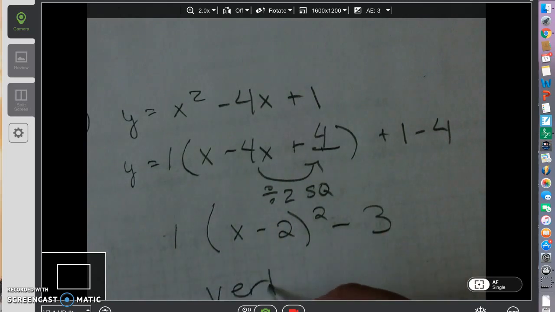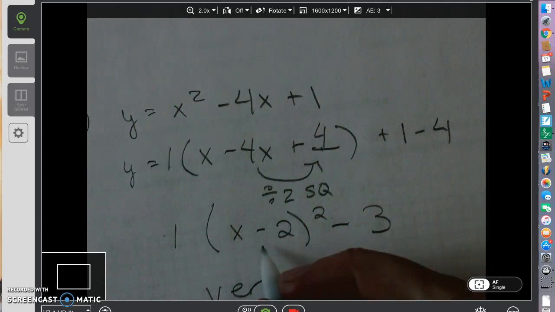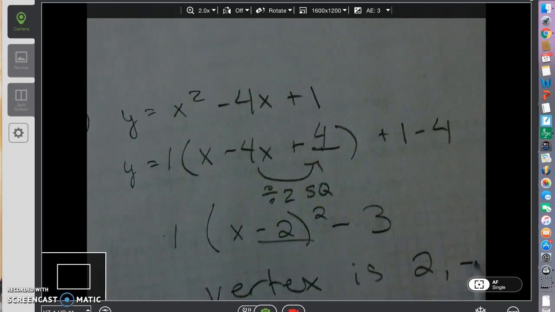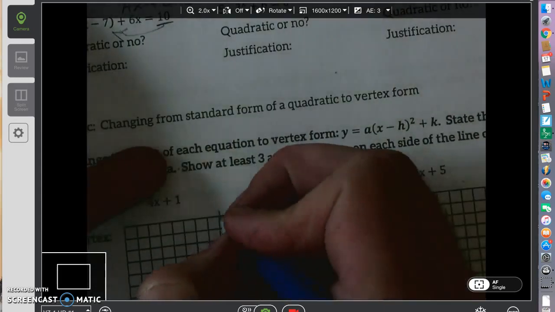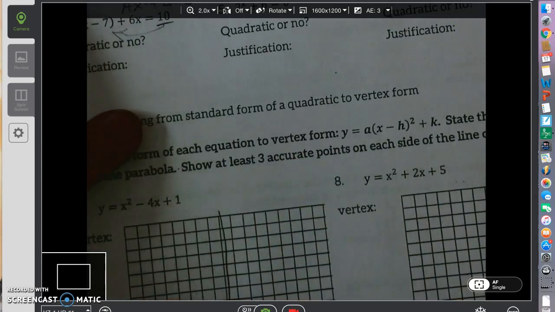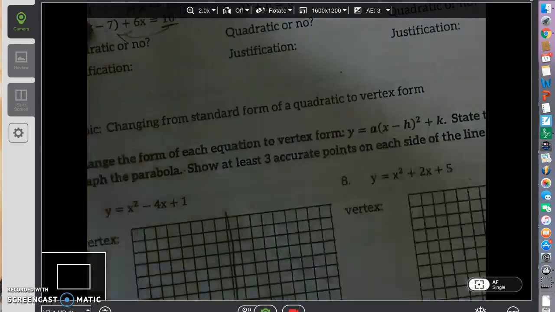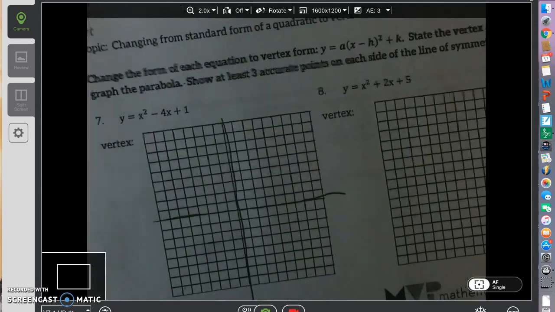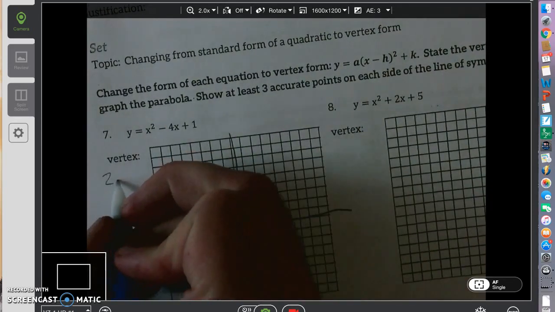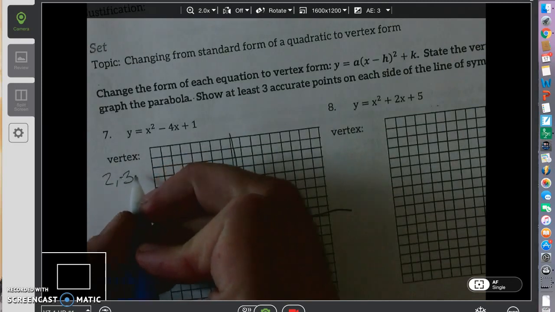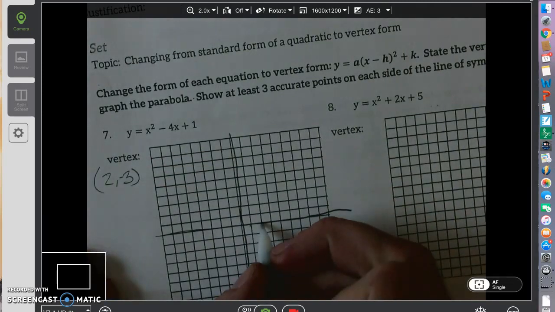The vertex is the opposite of this number, so it's positive 2, negative 3, in parentheses. Then you graph that. What did I say the vertex is? 2, negative 3. So the vertex is 2, negative 3. You go over 1, 2, you go down 1, 2, 3.